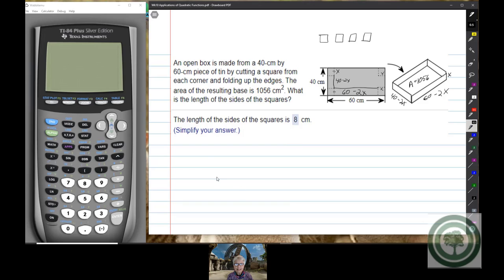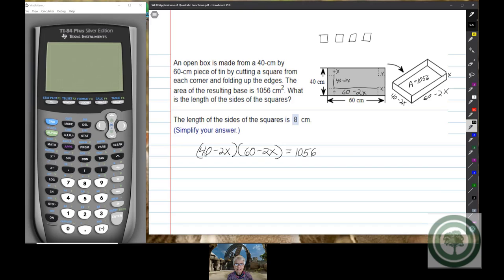Well, to get that X, we're going to have to take 40 minus 2X and multiply it by 60 minus 2X. And that will equal 1056. Now notice, and you know how to do this from grouping, that you have a GCF here and a GCF here, we can make life a lot less painful for ourselves if we pull them out now.